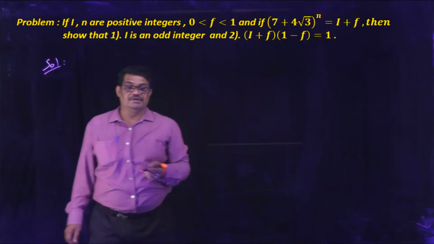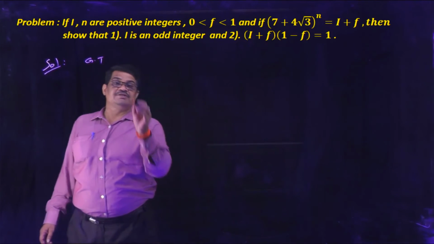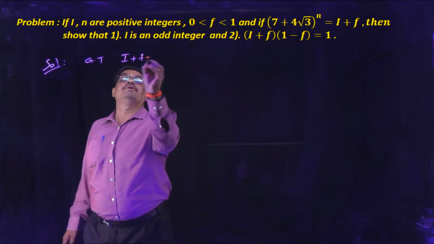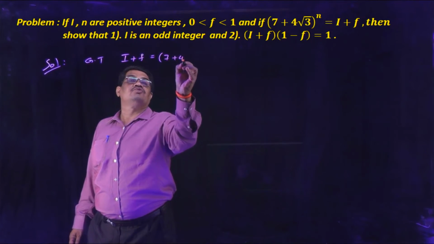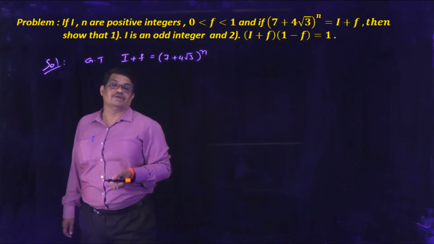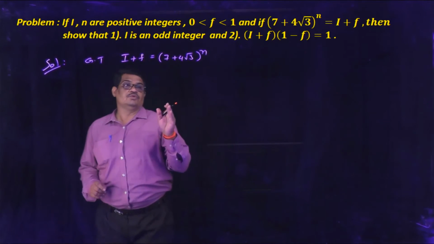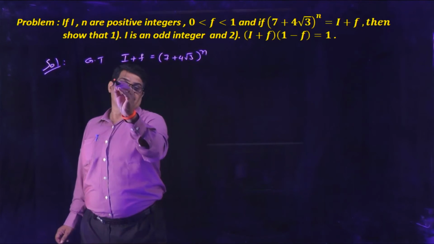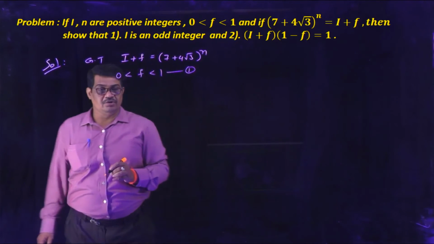So what is here? Given that I plus f, where I plus small f is equal to (7 plus 4 root 3) whole to the power of n, that is the given expression. I plus f is equal to (7 plus 4 root 3)^n. Now we are writing here, given 0 less than f less than 1, that is equation 1.